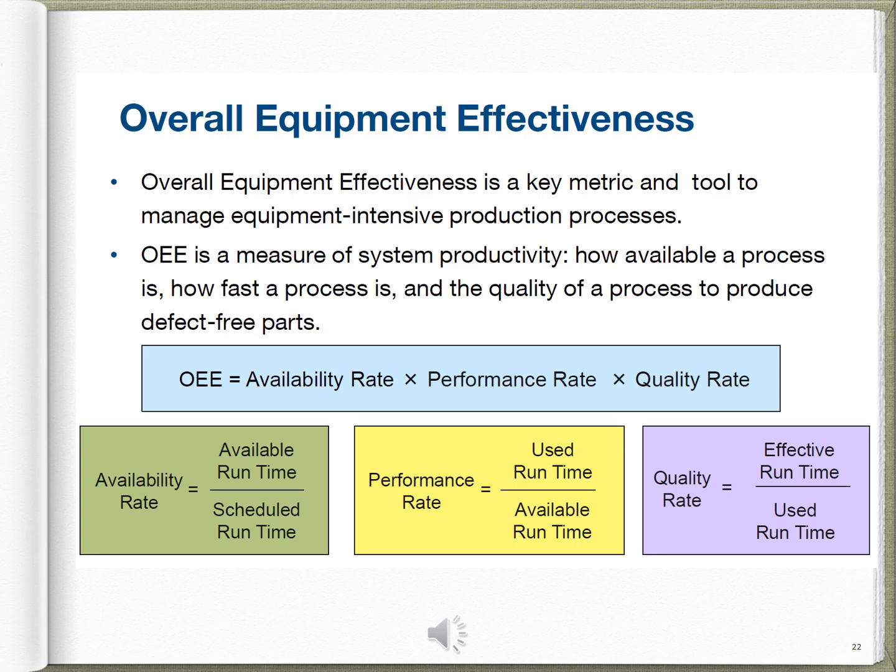The availability rate is obtained by dividing the available runtime by the scheduled runtime. The performance rate is calculated by dividing the used runtime by the available runtime. Finally, we divide the effective runtime by the used runtime to obtain the quality rate.